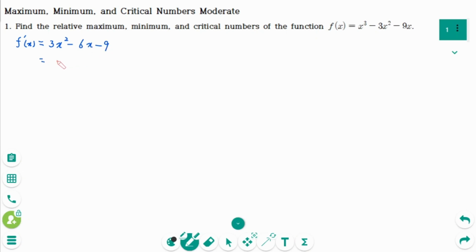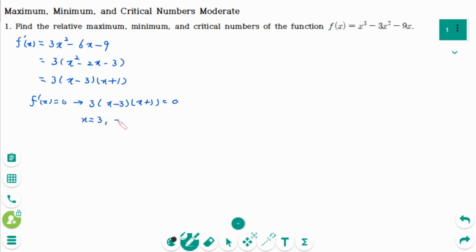Take out 3 on each side. Then x squared minus 2x minus 3 equals, you can factor, x minus 3, x plus 1. f prime of x equals 0. That means 3 times x minus 3 times x plus 1 equals 0. Then x equals 3 or minus 1. These are the critical numbers.